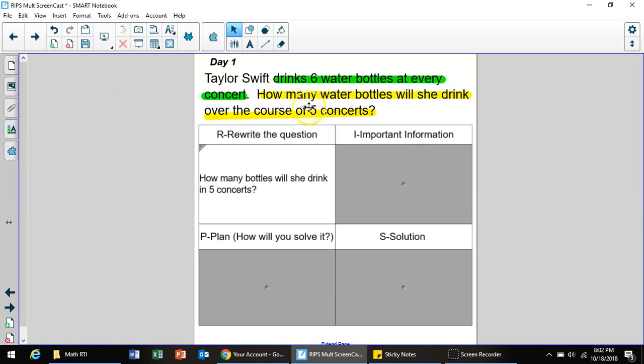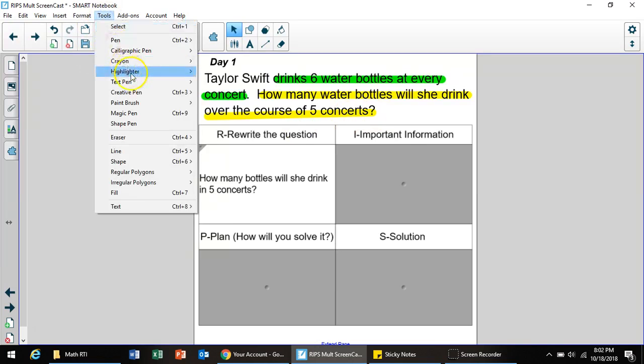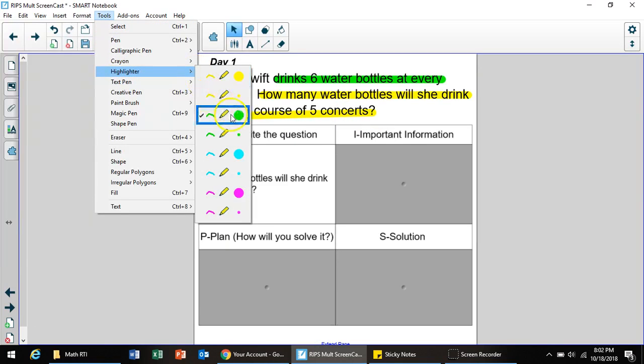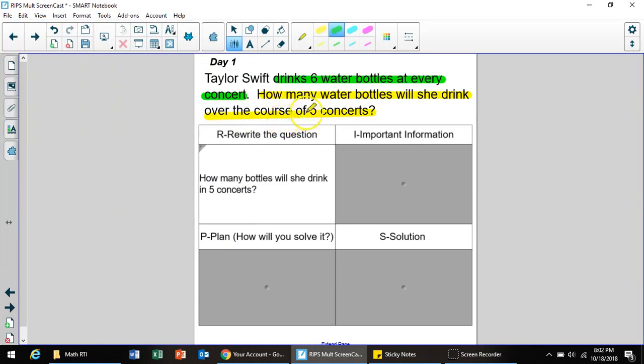Something else that I notice is this number 5 here, and it's actually found in the question. If I'm going to answer this question down here, I need to know that she's taking part in 5 concerts. So I'm going to go back and I'm going to highlight that in a different color, the same color that I use for my other information. So we need to know how many concerts.